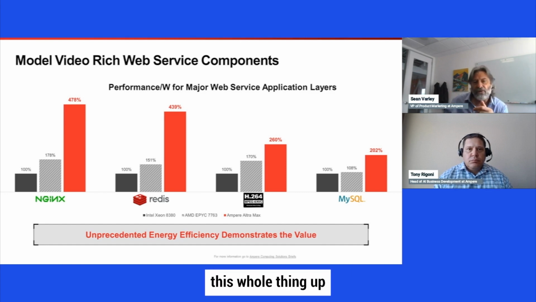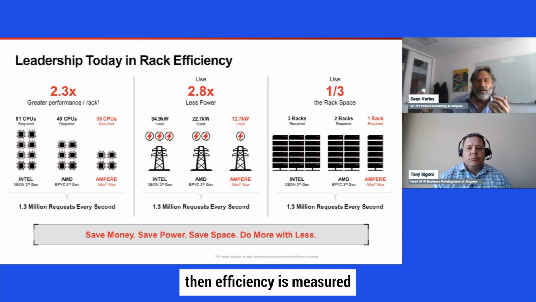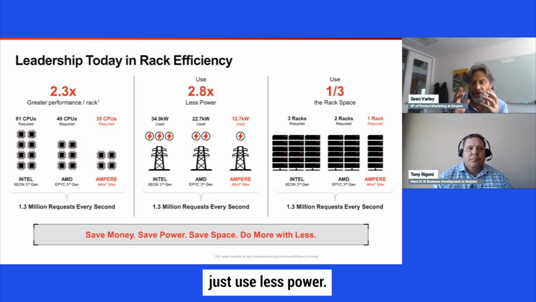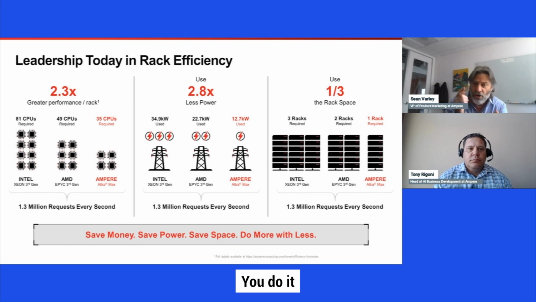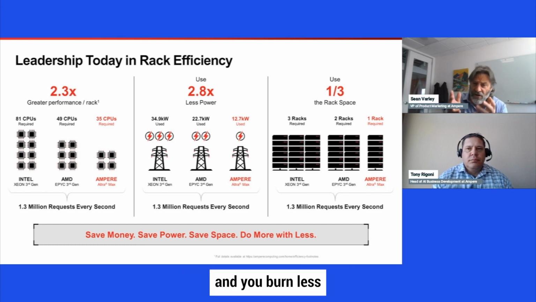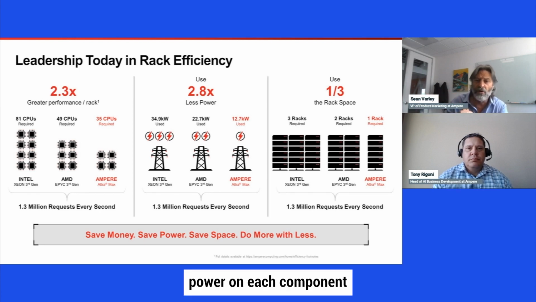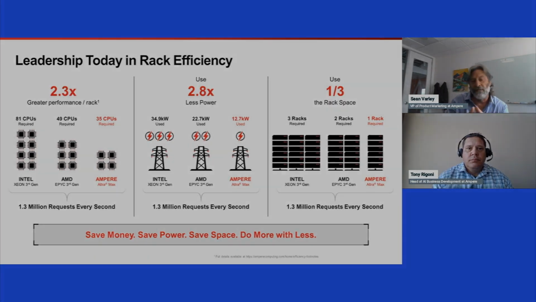So if you combine this whole thing up and you look at the actual results of this, then efficiency is measured in power consumption. In other words, just use less power. How do you use less power? You do the same amount of work in fewer components, and you burn less power on each component when you do it. That's the power of this architecture.